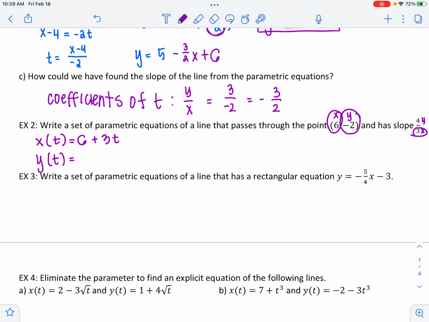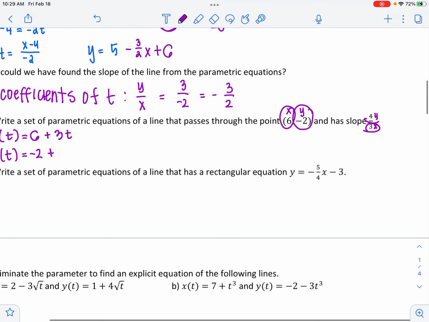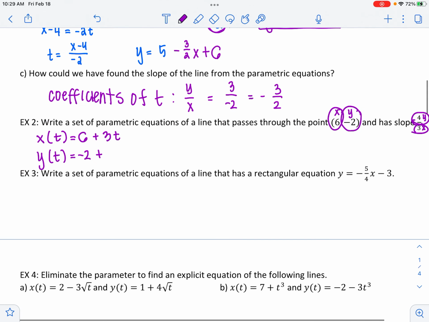For my next equation, I have negative 2 plus, and if you look, your slope for y is 4, so 4, and then your variable is t. Once again, this is just one possible answer.